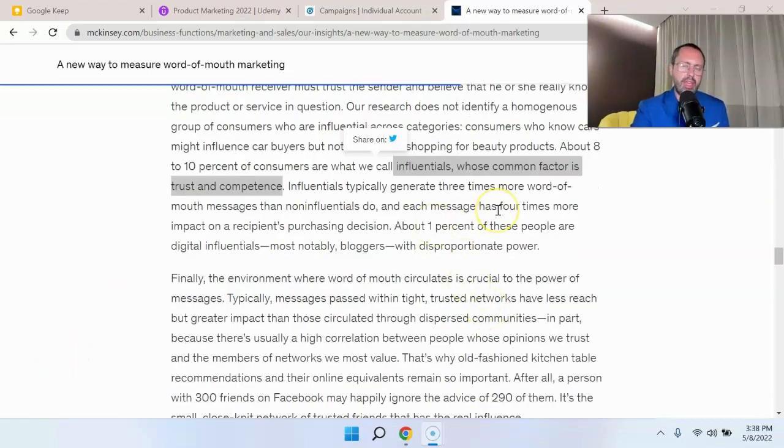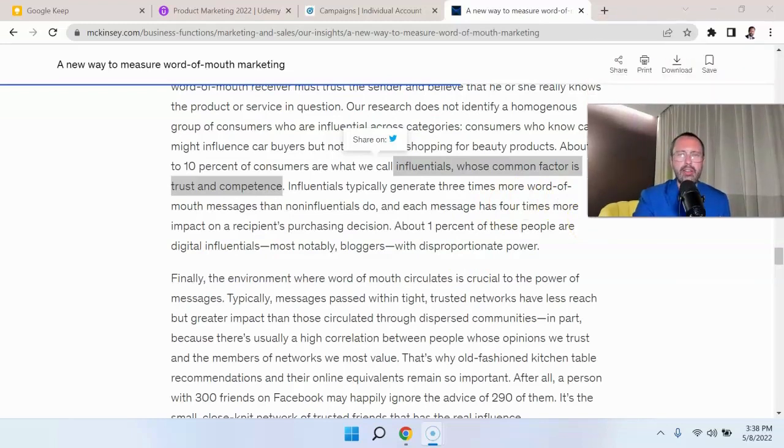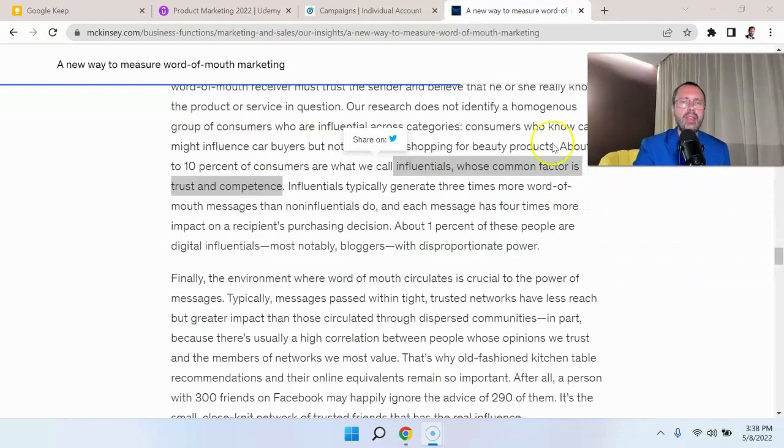Now, another key important aspect of word of mouth is identifying the people that have disproportionate influence. And these people are what McKinsey are calling influentials. I call them influencers. And you can get more granular if you want with that terminology. But the common factor that they have here is often trust and competence. And often I think it's effective also just to simply go after people that just have large audiences. Whether or not you want to call those influencers or not is up to you.